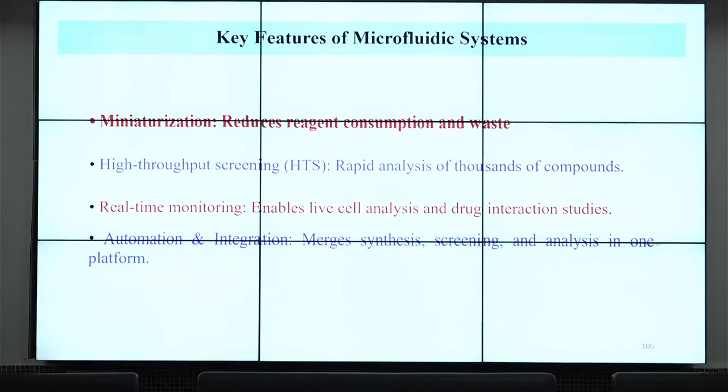So with automation and integration, it merges the synthesis as well as the screening and analysis in one platform. You can start by doing the synthesis in a microfluidic way, and whatever output comes, you can do spotting over there, and their biological activities will also be tested on the same platform. This way the microfluidic systems will be operating, and this type of process will be developed in a really smart way, in very little time but with huge efficiency.